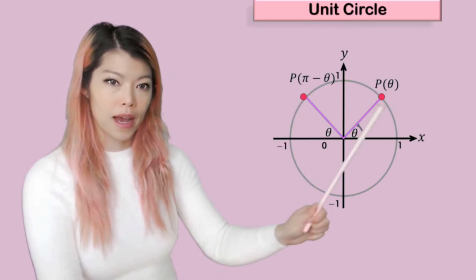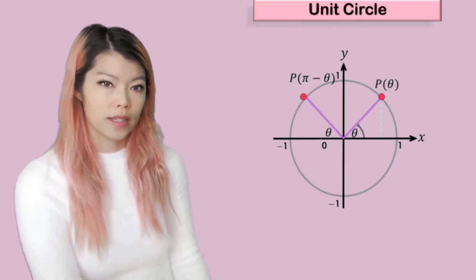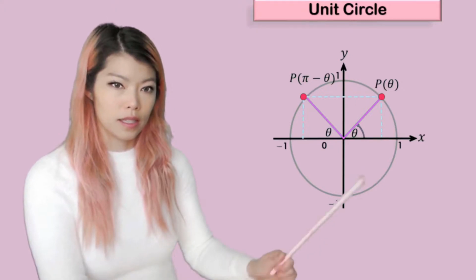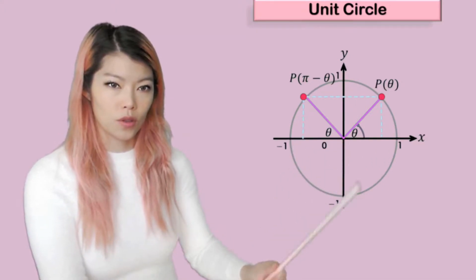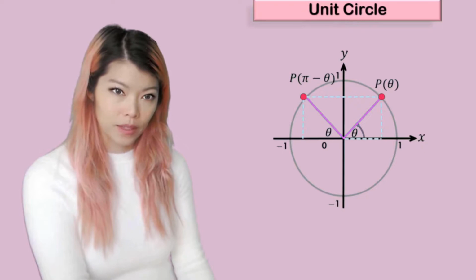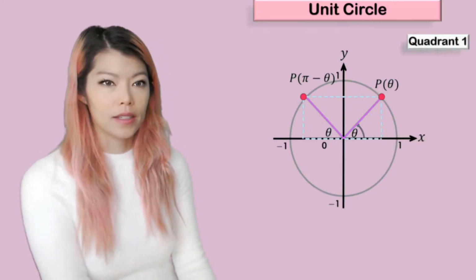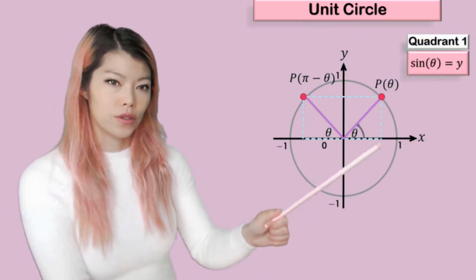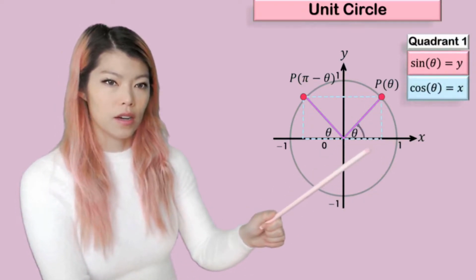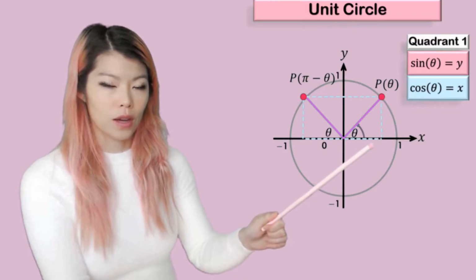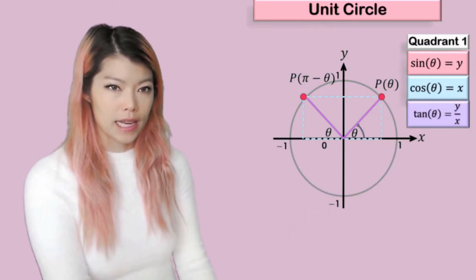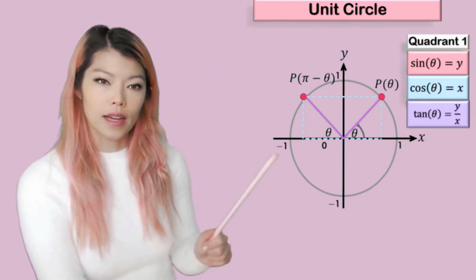We can see some patterns in here. So we can see that the height of these 2 points are the same, and also the distance between the center to those 2 points is also the same. How does this help us? Well, in quadrant 1, we saw that sine is equal to the y value and cos is equal to the x value, and we saw in the last video that tan is equal to y over x, or sine over cos. What about this side?